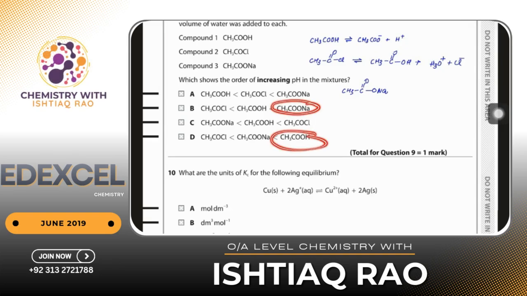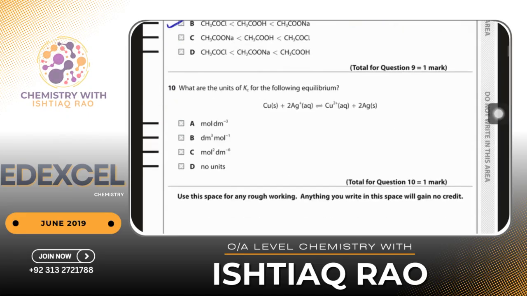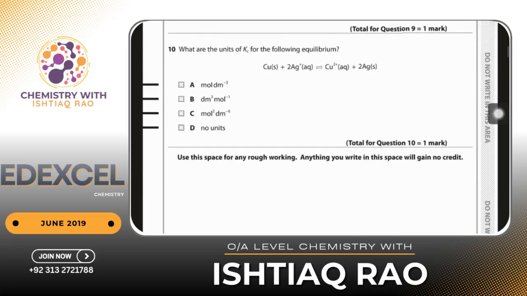Of course, this is going to be acid. Its pH would be higher than this. That's why B for ball is correct. Because they were saying increasing pH, it should be at the lowest, isn't it? That's why I have selected B. Otherwise, B and D, they both are comparable, right? CH3COONa is the salt. Its pH would be lower than that of carboxylic acid.